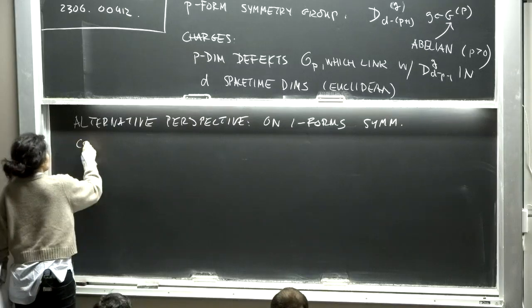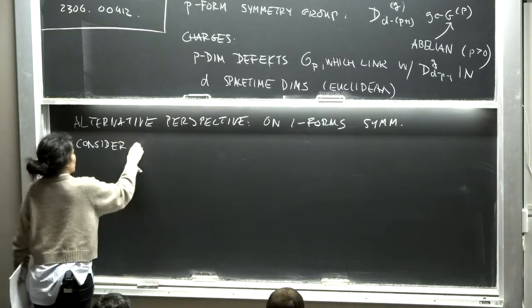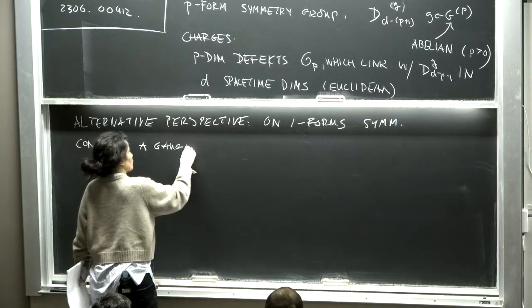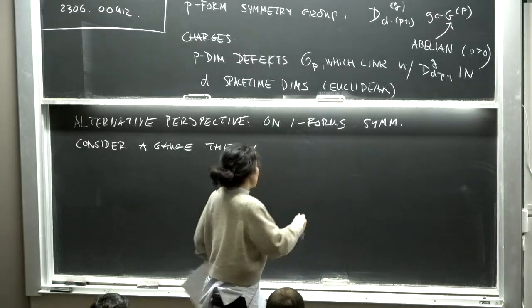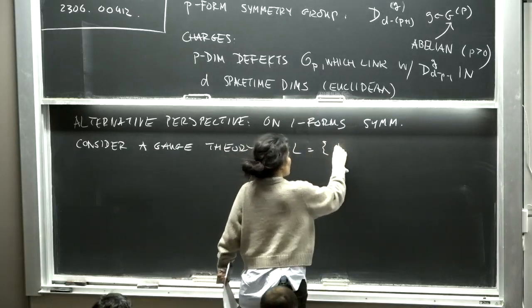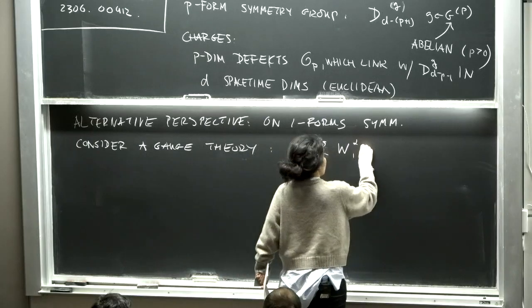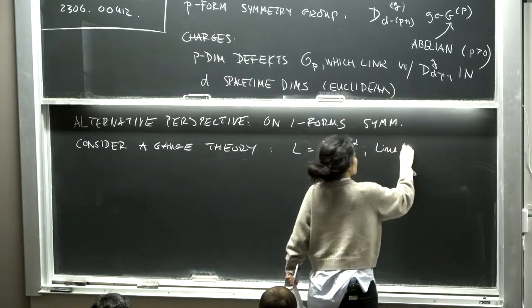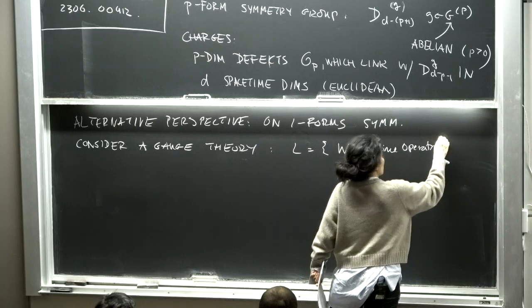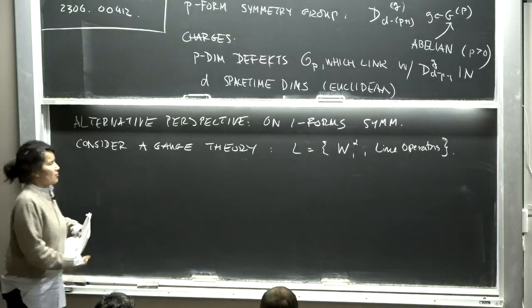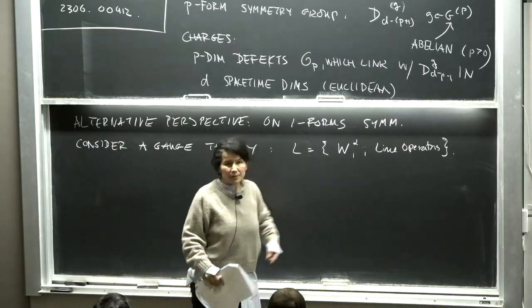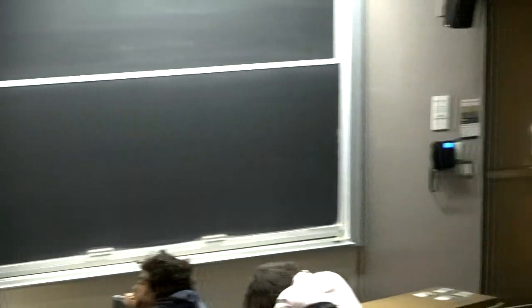So let's consider a gauge theory and let's say we know all its line operators. Let's call L the set of all line operators W_alpha. So for example, you're in an SU(2) gauge theory and you write down all the possible Wilson line operators. Then I can define on this set L an equivalence relation.